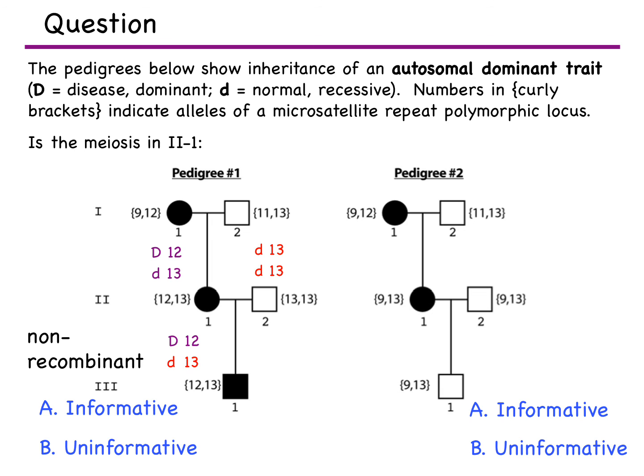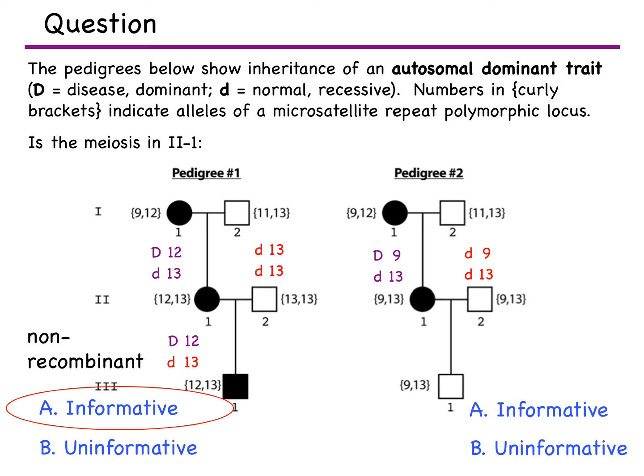So now let's go through the logic in pedigree number 2. If you use the same logic to work out the genotype, individual 2-1 inherited the disease allele and allele 9 of the VNTR from 1-1, and they inherited the non-disease allele and allele 13 of the VNTR from individual 1-2. Then individual 2-2 has the genotype shown above, homozygous for the non-disease allele, and that individual carries the 9 and 13 alleles of the polymorphic loci.